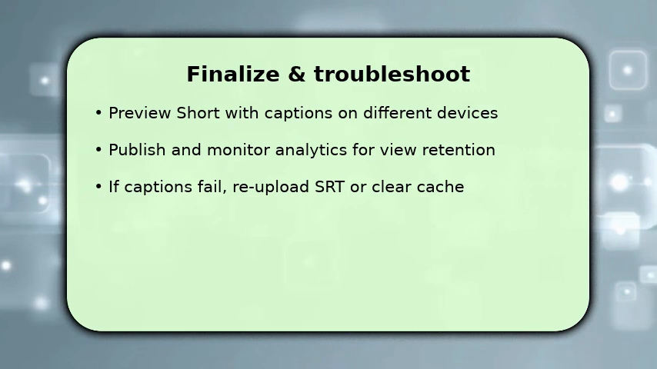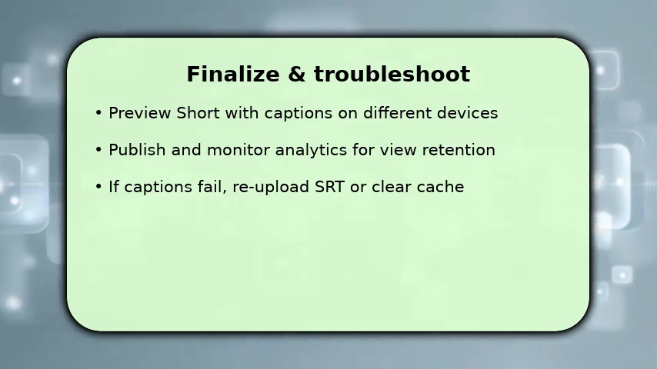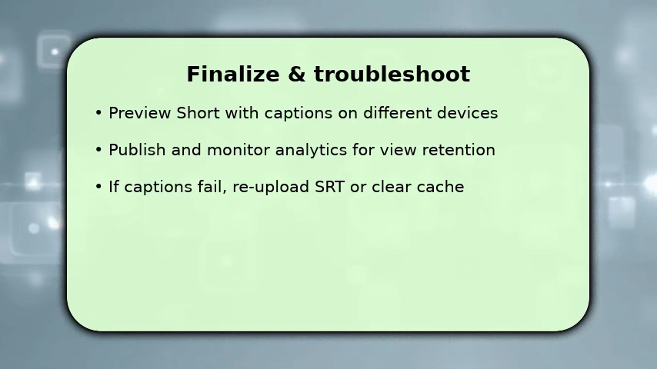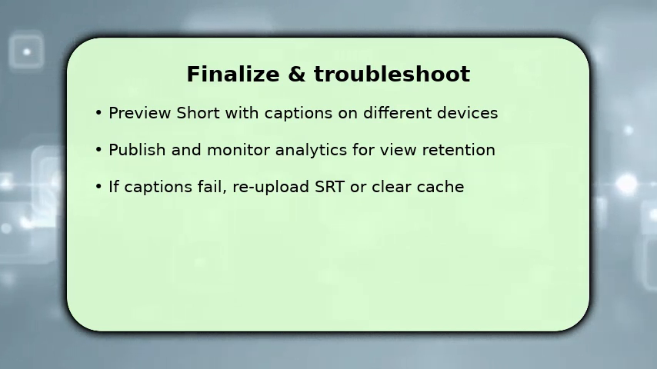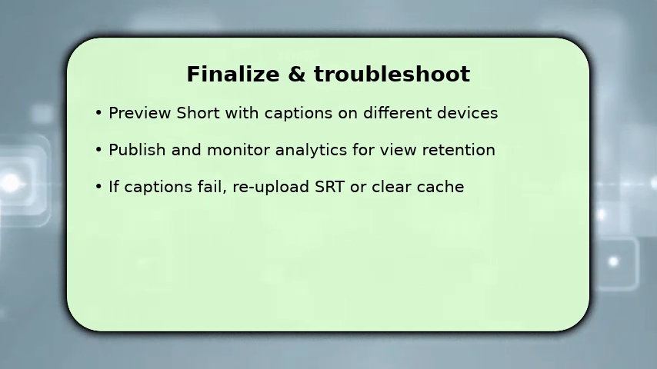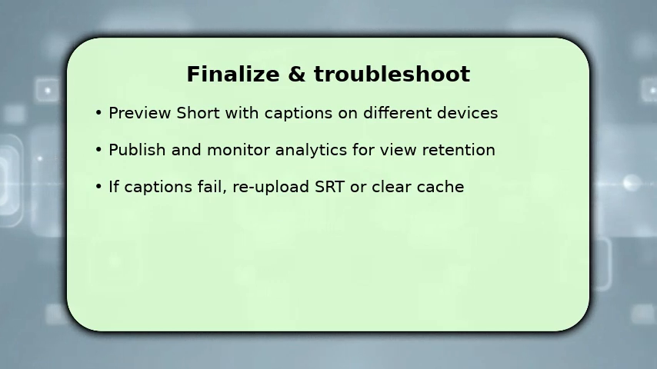If viewers report missing or incorrect captions, re-upload a corrected SRT or use the editor to update text. Clearing the app cache or forcing a refresh can resolve display bugs. And if auto captions keep failing, switch to manual SRT uploads for reliable results.